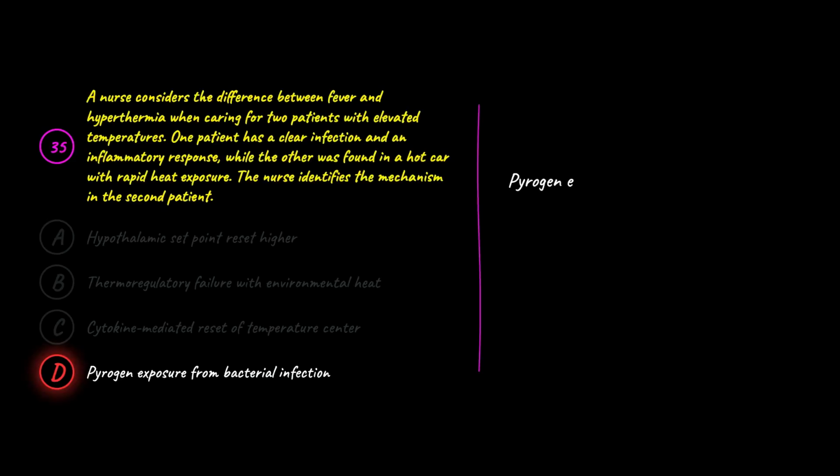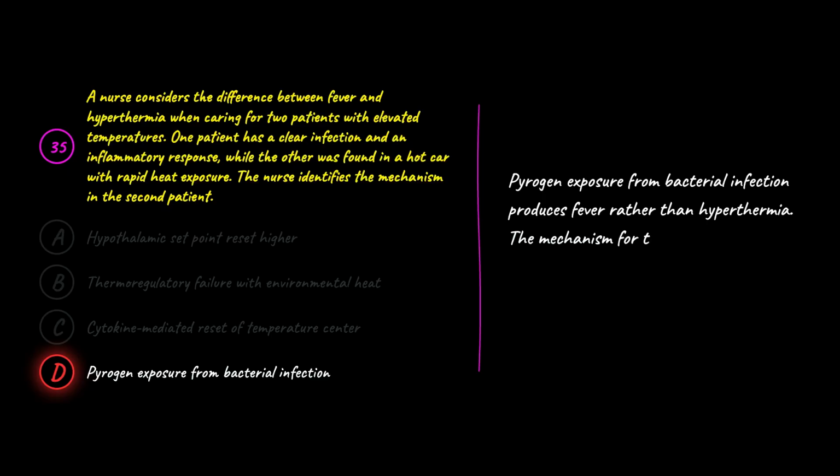D is wrong because pyrogen exposure from bacterial infection produces fever rather than hypothermia. The mechanism for the second patient is environmental heat, not a circulating pyrogen from an infectious source within the body. Hypothermia happens when the body's cooling system is overwhelmed by heat, not when the brain intentionally raises its temperature target. The hypothalamic set point stays normal, but core temperature climbs anyway because sweating, vasodilation, and faster breathing can't keep up.